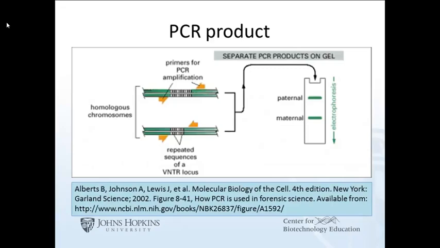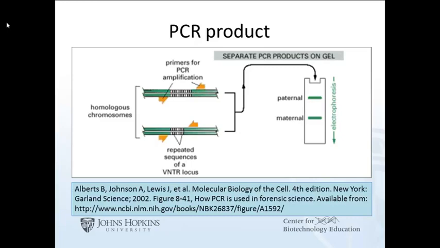Here is a VNTR region. Note that the top sequence has more copies of the repeat than the bottom sequence. PCR amplifies the region between the primers. Primers are carefully chosen sequences with little to no variation within a population. Because the top individual has more copies of the repeat, its PCR fragment is longer and moves through the gel slower. The gel at the right shows the longer fragment at the top.